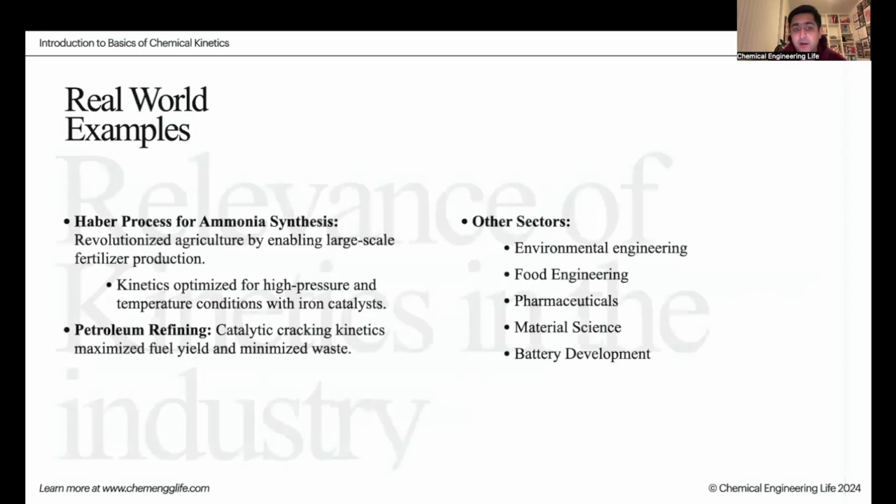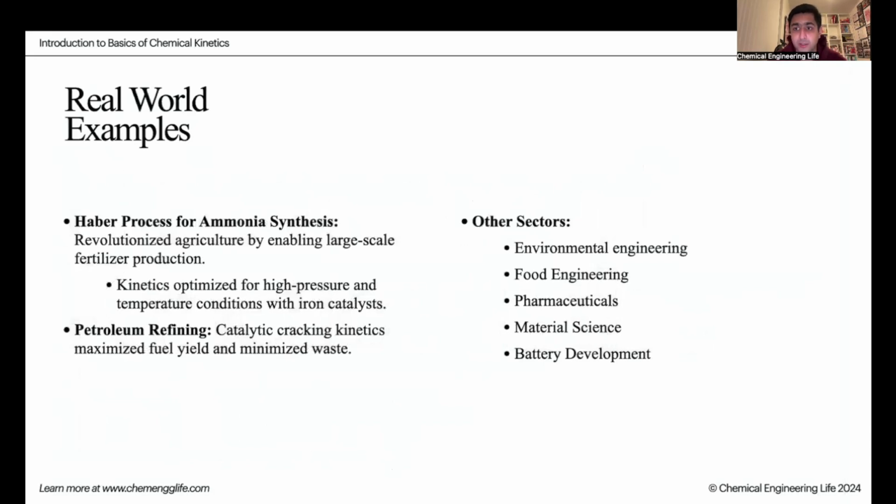And kinetics are incredibly relevant for the industry. Obviously, like I said earlier, the Haber process for ammonia synthesis, by the use of kinetics, by the use of catalysis, we have been able to optimize the reaction for high pressure and temperature by using iron catalyst. If it was not for that, it obviously would have been very difficult for us to produce ammonia at that scale, and especially produce large-scale fertilizers.